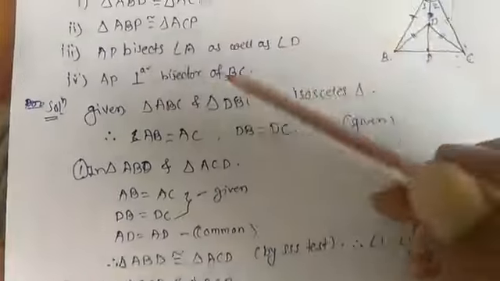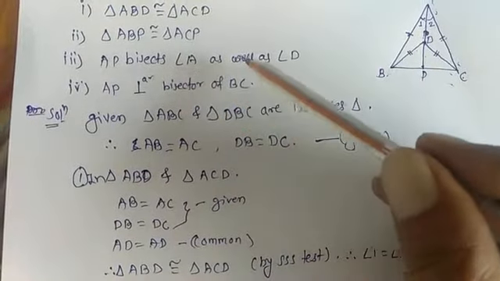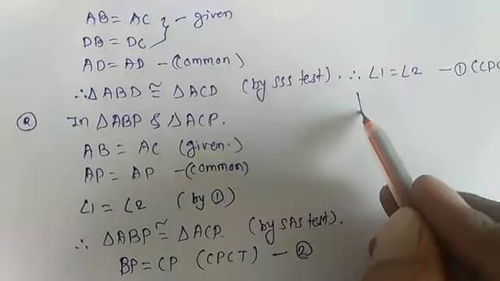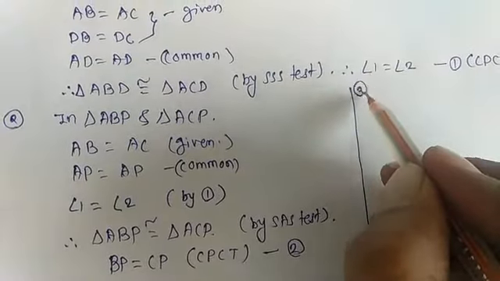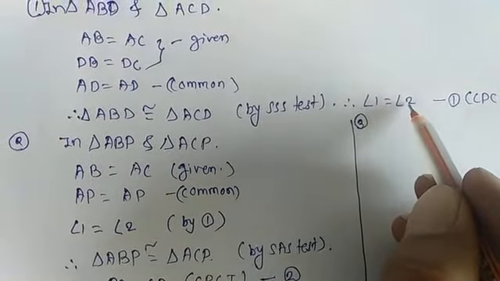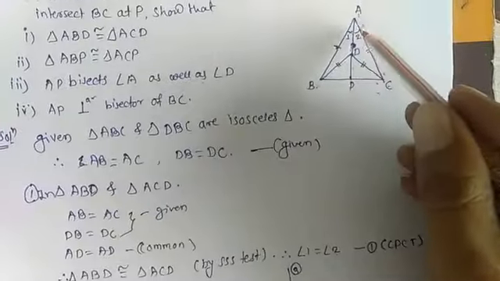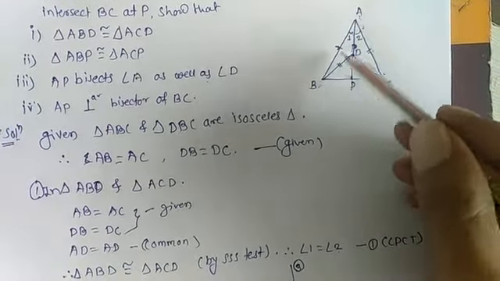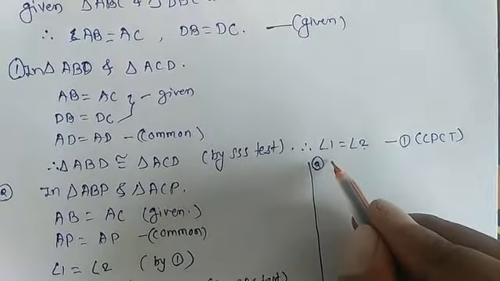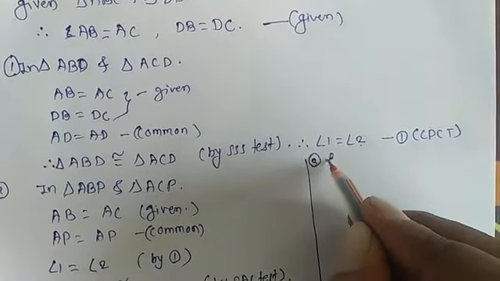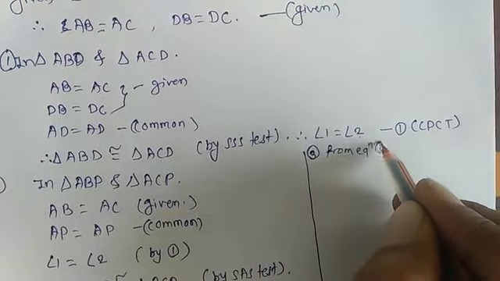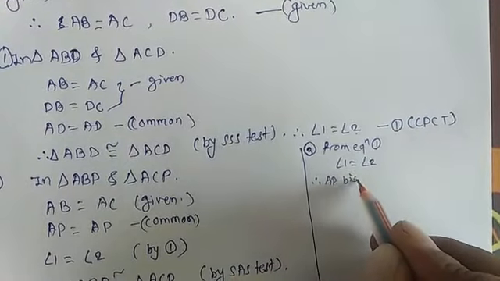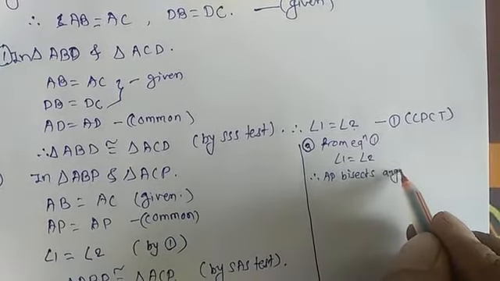Now, in the third part, we have to prove that AP bisects angle A as well as angle D. As angle 1 and angle 2 are equal, that means AP bisects angle A. Therefore, from equation 1, angle 1 is equal to angle 2, which means AP bisects angle A.